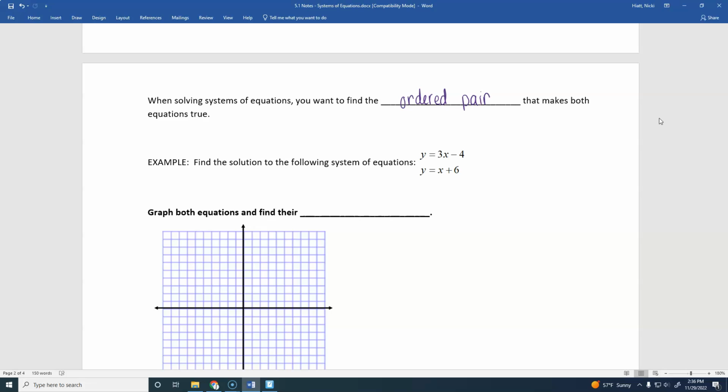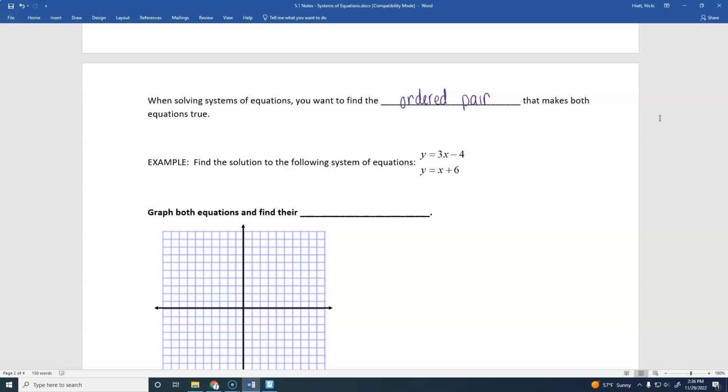A pair that makes both equations true. All right, so here's an example question. Find the solution to the following systems of equations. We got y equals 3x minus 4 and y equals x plus 6.